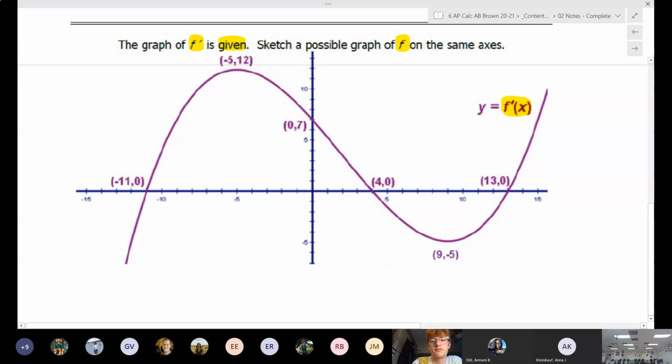This one has fewer things going on, but again, we want to think about it. So this is the derivative. How you're interpreting this: when the derivative is positive, this unknown graph we're about to draw would be increasing. When the derivative is negative, this unknown graph is going to be decreasing. When the derivative is increasing, the function is concave up. When the derivative is decreasing, then the function is concave down.